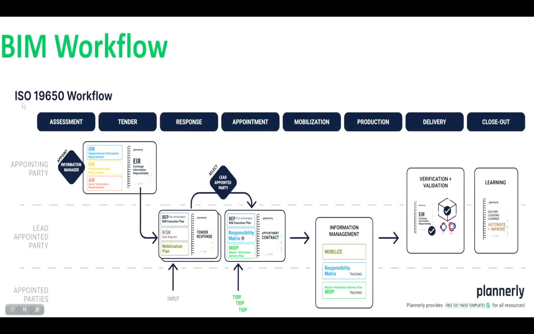Okay, so this is basically the ISO 19650 workflow we do. Almost these steps are going to be involved, and these are the phases. The first phase is assessment and tenders. Then response and appointment will be done. Then mobilization and production, and then delivery and close out of the project. Okay, so is it clear up to here?